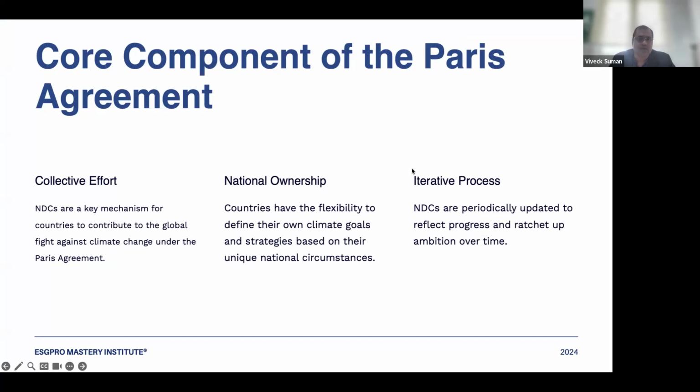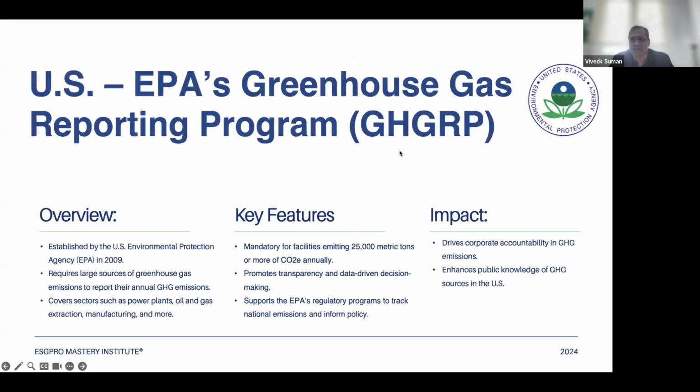14064. Of course, you know about all this now: core component of the Paris Agreement, collective effort, national ownership, iterative process. If you have understood that, that is a major one, which we covered yesterday on the Paris Agreement and NDC. Another important one is the United States EPA Greenhouse Gas Reporting Program, in short GHGRP, under which you do carbon accounting based on US companies.